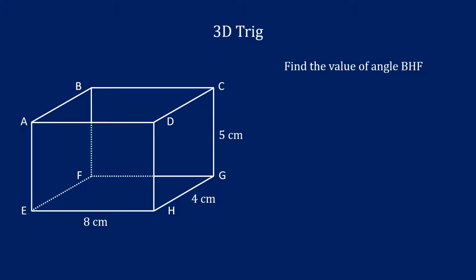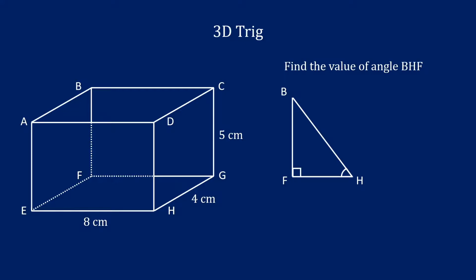Now, angle BHF. The cool thing about angles in three-letter notation is you kind of know which triangle you're going to use, because you're going to use triangle BHF. Cool? So I'm going to remove that triangle from my shape. Now, what do I know about this triangle? I know that BHF is what I'm trying to find, so I'm going to mark that in the diagram.